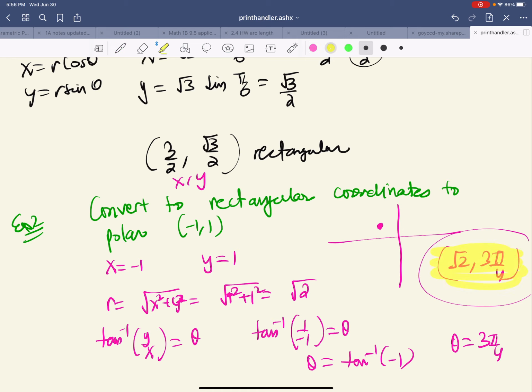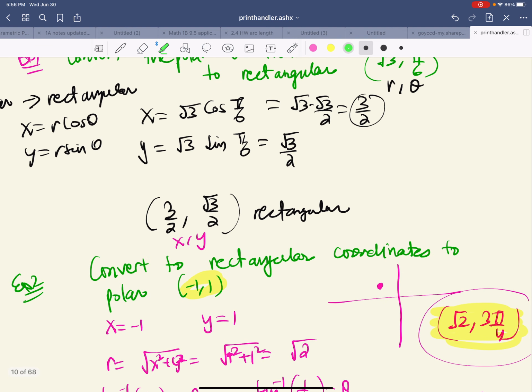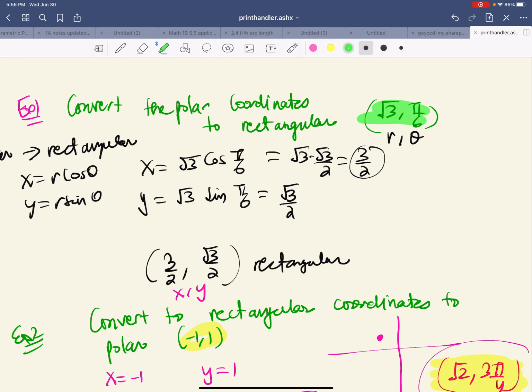So we just converted rectangular to polar, and we also converted polar to rectangular. That's all for this video.